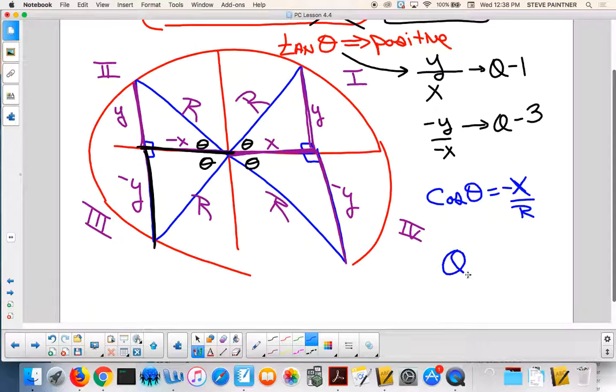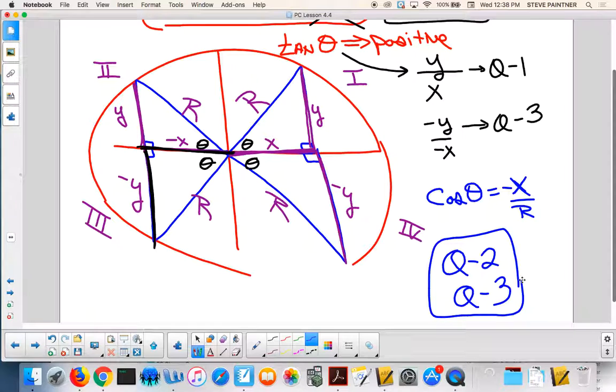Okay. I'm hearing Will say quadrant 2 and quadrant 3. Yeah? You guys, 4? Okay, here's 4. X over r is positive. Okay. Is he right? Is Will right? Yes. Yeah, because in quadrant 2 you get negative x over r. In quadrant 3 you get negative x over r. So cosine's negative in quadrants 2 and 3. Right? You get why though?